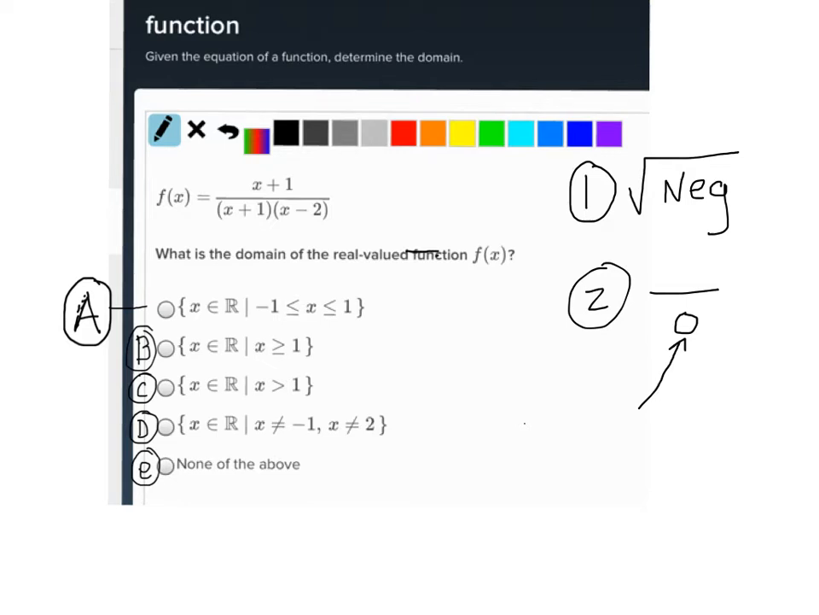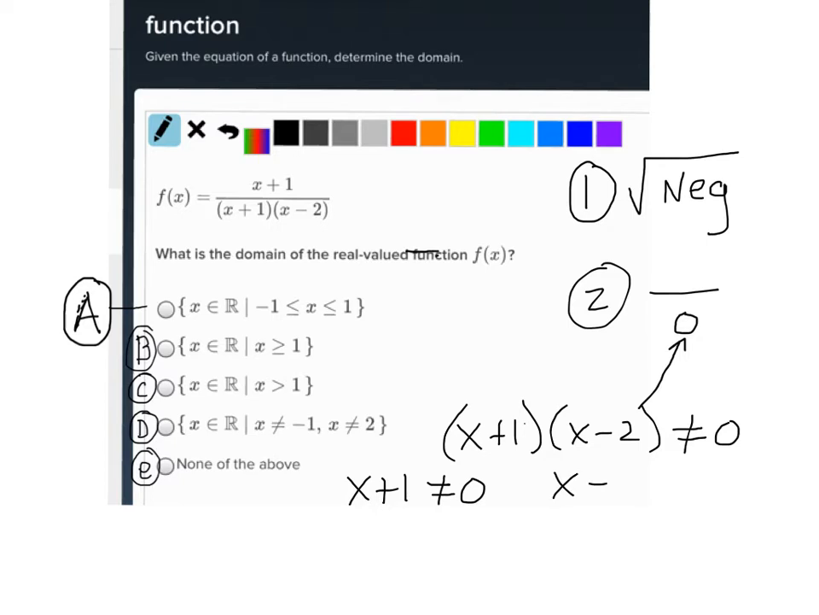And so this problem right here does not even have a radical, does it? Nope. So I don't have to worry about there being a negative under the radical. But I do have a denominator. Okay? And so here's what I'm going to do. I'm going to take my denominator, x plus 1 times x minus 2, and I'm going to say it cannot equal 0. It can equal anything but 0. So I'm going to write x plus 1 cannot equal 0, and x minus 2 cannot equal 0.